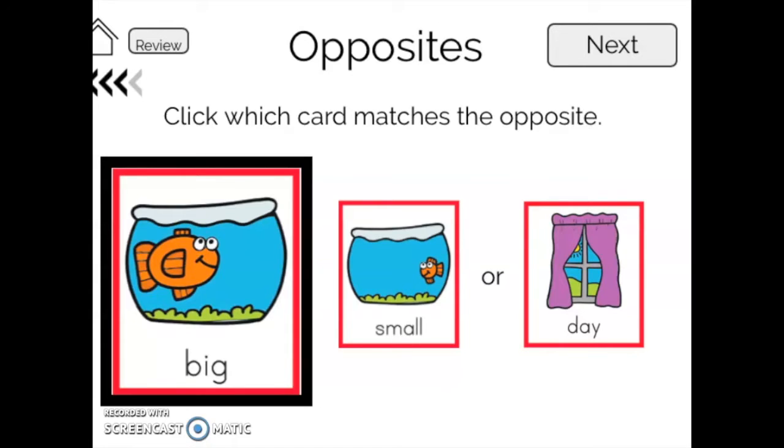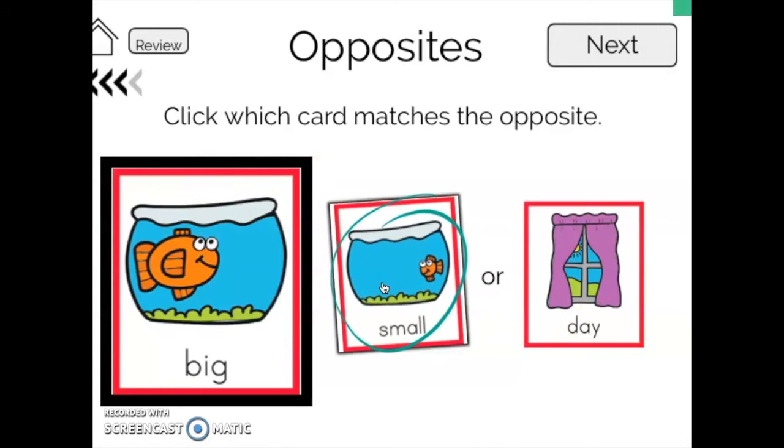Good morning. This morning we're going to look at the words antonyms and opposites, and we're going to explore exactly what that means. An antonym is something that means the opposite of a word. Let's practice opposites first before we get on to antonyms. What is the opposite of big? Is it small or day? That's right, small. Small is the opposite of big.